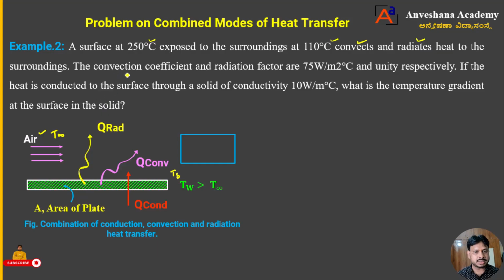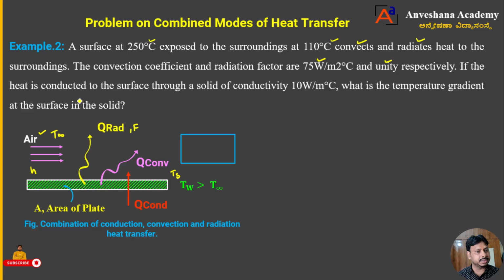If it is convection, the convection coefficient he has given is h. That h is the convection heat transfer coefficient, 75 watt per meter square degree Celsius. And when it is radiation, the radiation factor he has also given; we will mark it as F, which is equal to 1, that is unity.